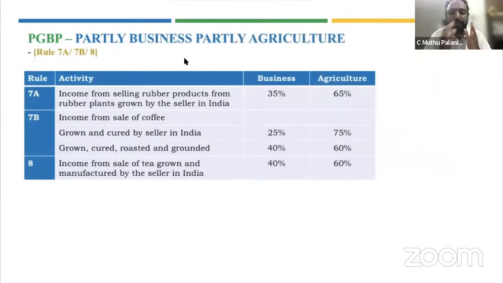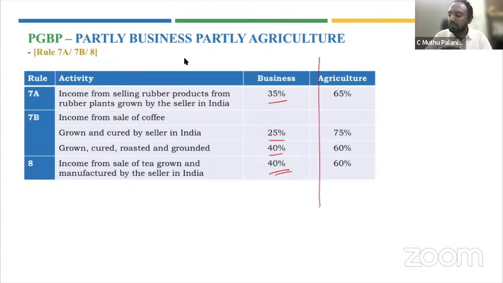And some of the businesses are partly business, partly agriculture. These are divided into 4 businesses: rubber, coffee grown and cured, coffee grown, cured, roasted and ground, and tea. So for rubber, it is 35%. For coffee grown and cured, it is 25% of business. For coffee grown, cured, roasted and ground, it is 40%. And finally, if it's a tea business, it is 40%. So that is your business. And this is your agriculture. What about your agriculture? The balance will be treated as agriculture.